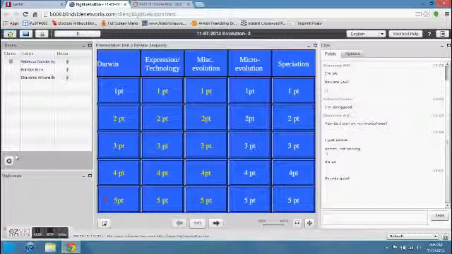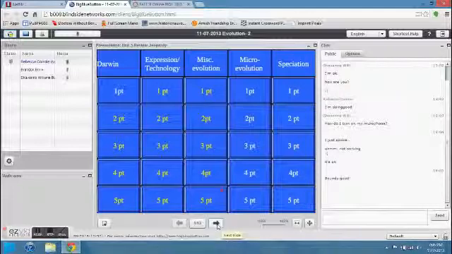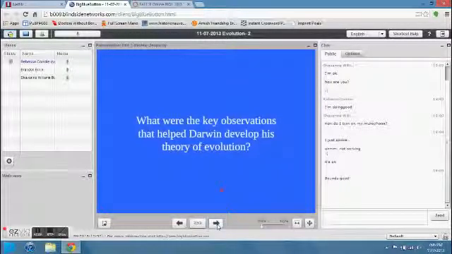These questions are pretty much straight off of Dr. Rosen's study guide questions. So they're all things that she would like you to know for the test, and we can kind of expound as we go. So, Darwin for 1 point. What were the key observations that helped Darwin develop his theory of evolution?